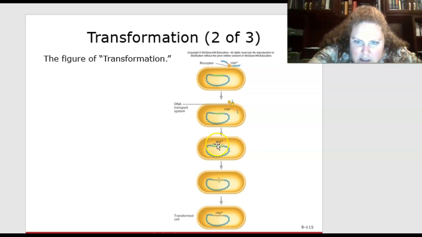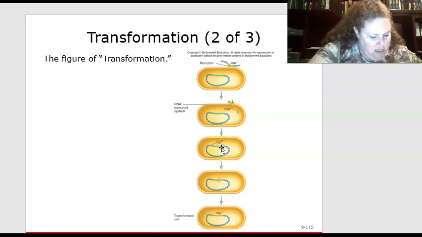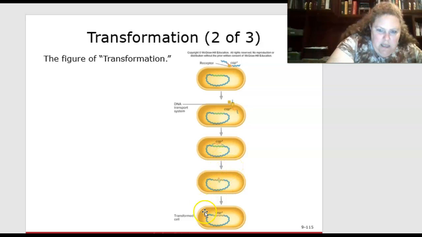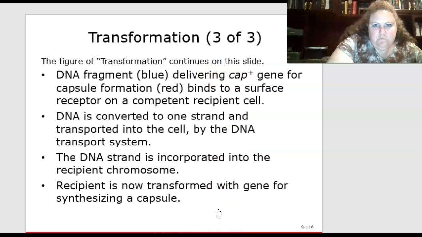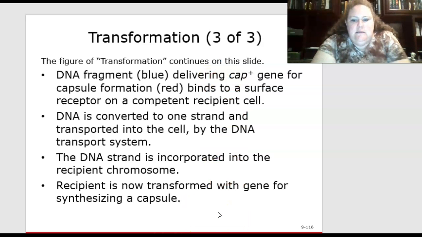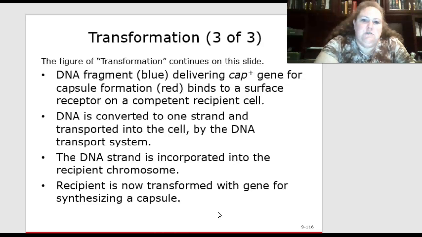So you can see this area is aligning itself. And then the DNA strand here is going to be incorporated into the recipient chromosome. And now the recipient is going to be transformed with a gene synthesizing a capsule. So this would be the transformed cell. And that's what I just told you.